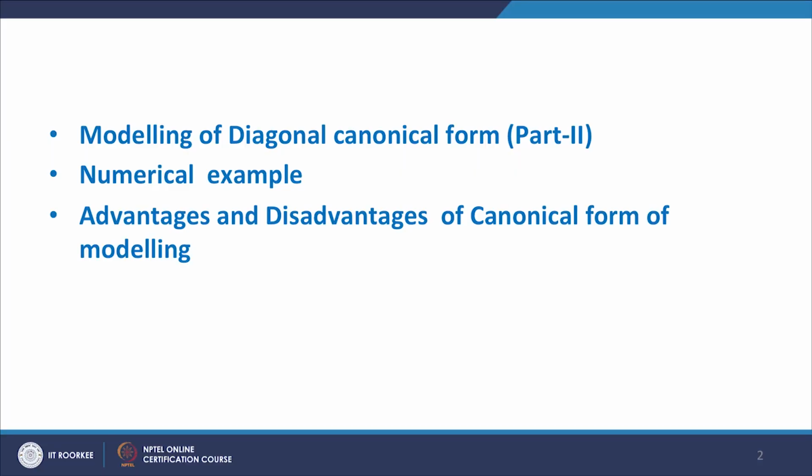Now part 2 diagonal canonical form, here the degree of numerator is same as the degree of denominator, that is a proper transfer function. In the last part we have seen a diagonal canonical form of model where the degree of denominator is greater than the degree of numerator, but sometimes it may be possible that in a practical system the degree of denominator is same as the degree of numerator. So in that case how will you develop the model?